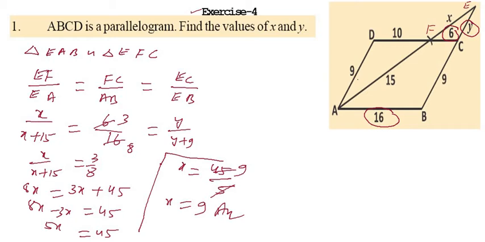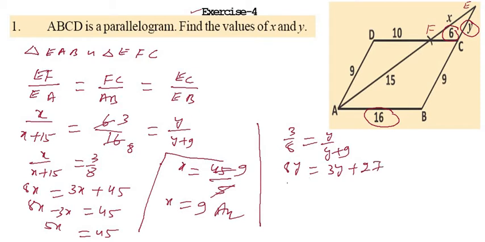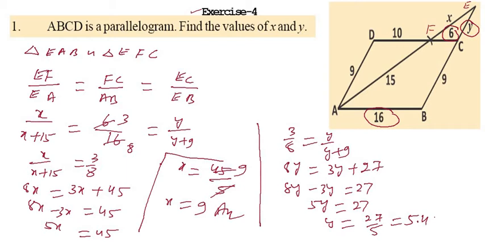Now for the second, the last two, that is 3 upon 8 will be equal to y upon y plus 9. Do the cross multiplication. That is 8y will be equal to 3y plus 3 9s are 27. Here is 8y minus 3y is equal to 27. That is 5y is equal to 27. So y is equal to 27 divided by 5. So 5 5s are 25, and 2 and 5 4s are 20. That is 5.4. That is the answer.